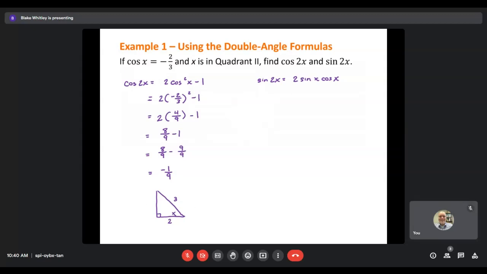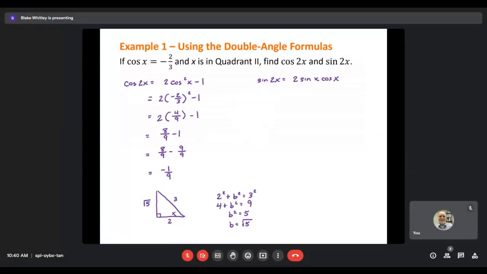Now I can use Pythagorean theorem to find my missing side. So that's going to be 2 squared plus b squared equals 3 squared. Well, 2 squared is 4. 3 squared is 9. If I subtract, I get b squared is equal to 5. And taking the square root, b is equal to square root of 5. So I know this side over here is going to be square root of 5.